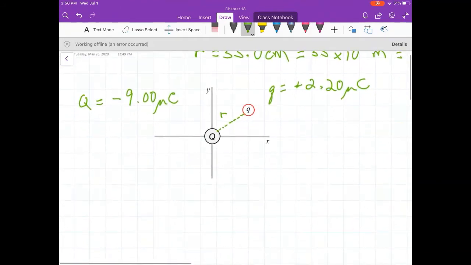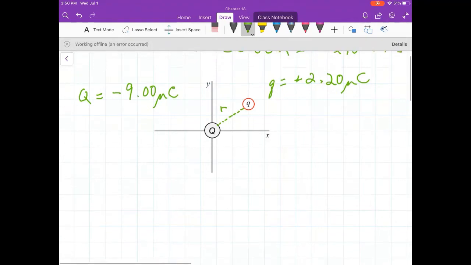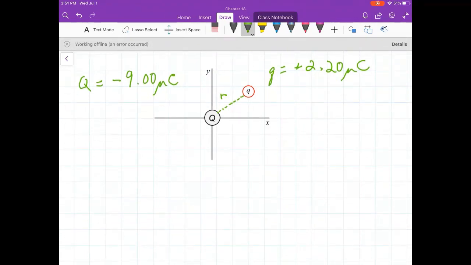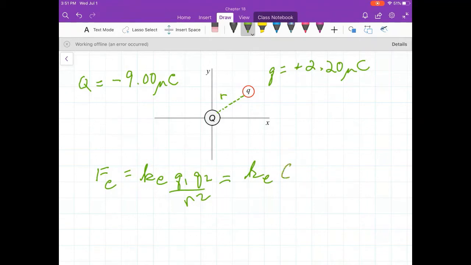Now, we want to get the components of the force. For the two charges, let's start by finding the magnitude of the force that exists between those two charges. So we use the formula for electric force. F equals K times Q1 Q2 over R squared. In this case, Q1 is the large Q, Q2 is the small q, over R squared.